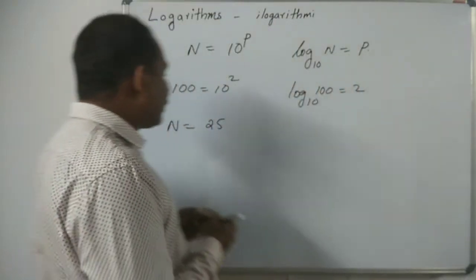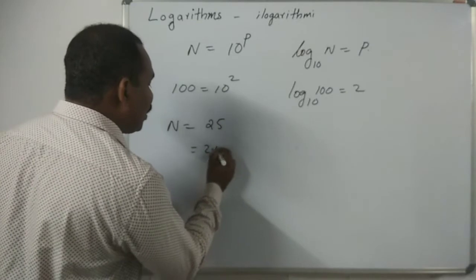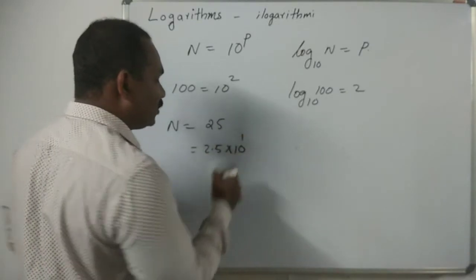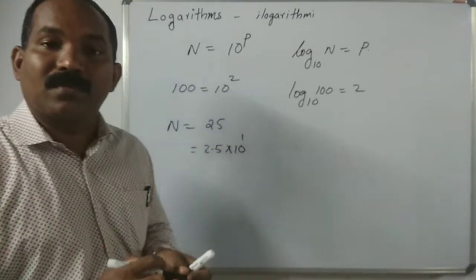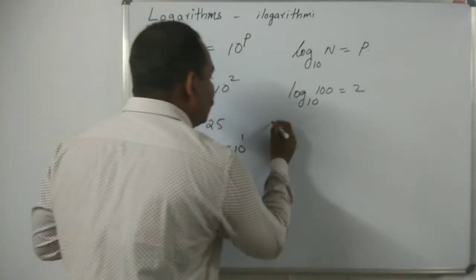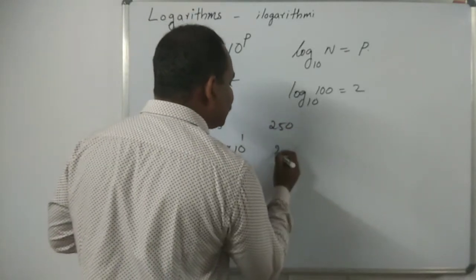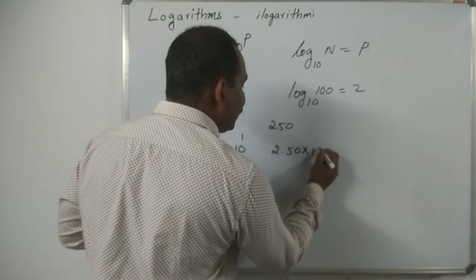So, 25 can be written as 2.5 into 10 raised to 1. 250 can be written as 2.50 into 10 raised to 2.